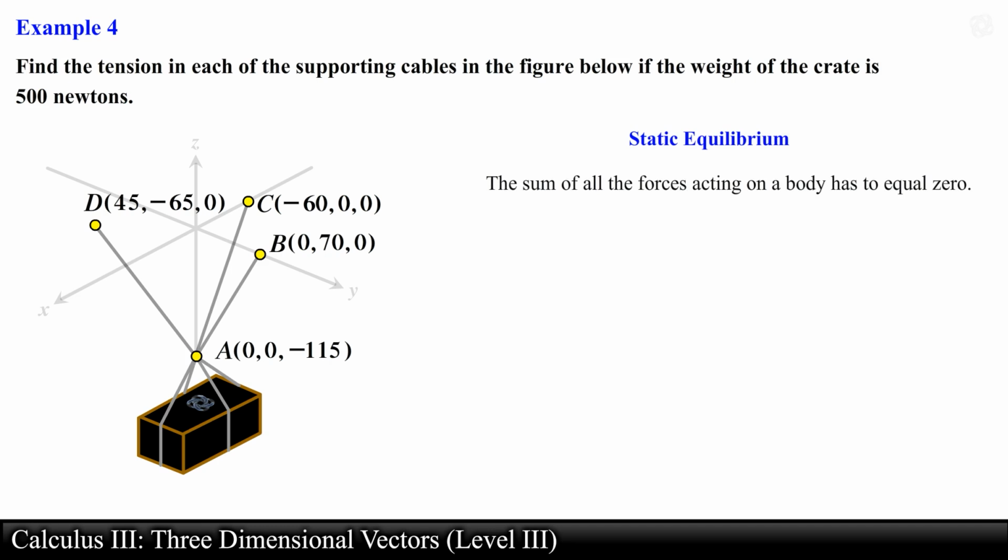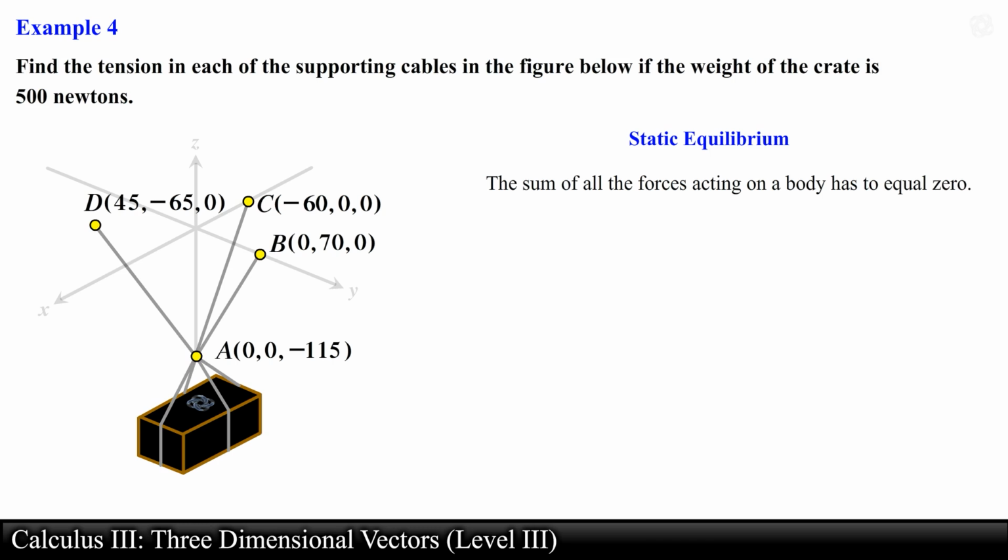The concepts of static equilibrium are the same. The sum of all the forces acting on a body has to equal 0. For this particular problem, we have a crate that is hanging from 3 ropes, attached at various parts, relative to a three-dimensional coordinate system. We are given the coordinates of points A, B, C, and D.